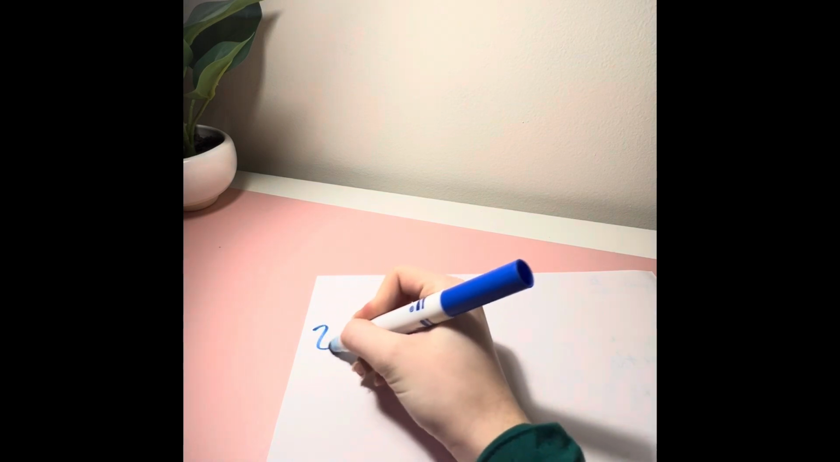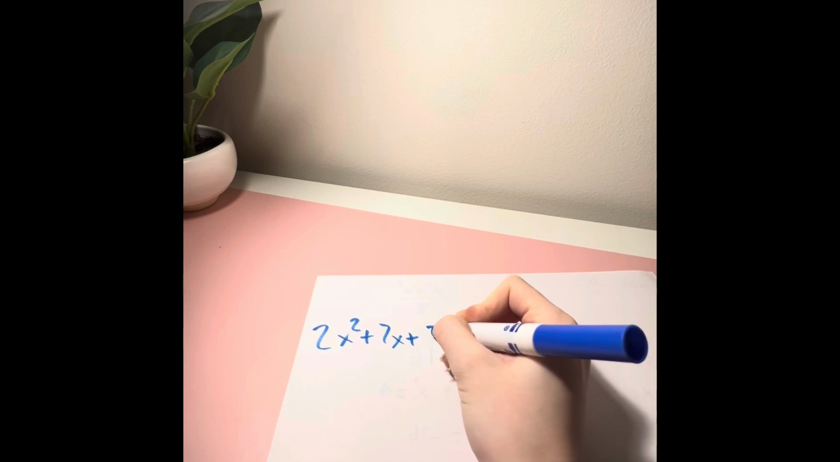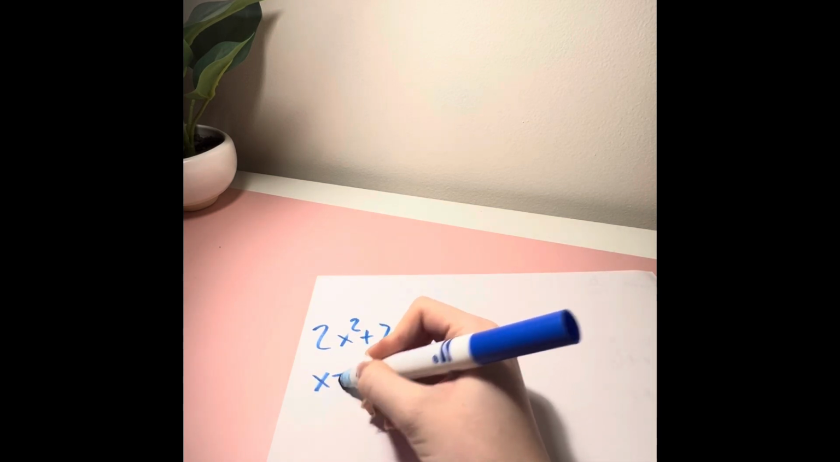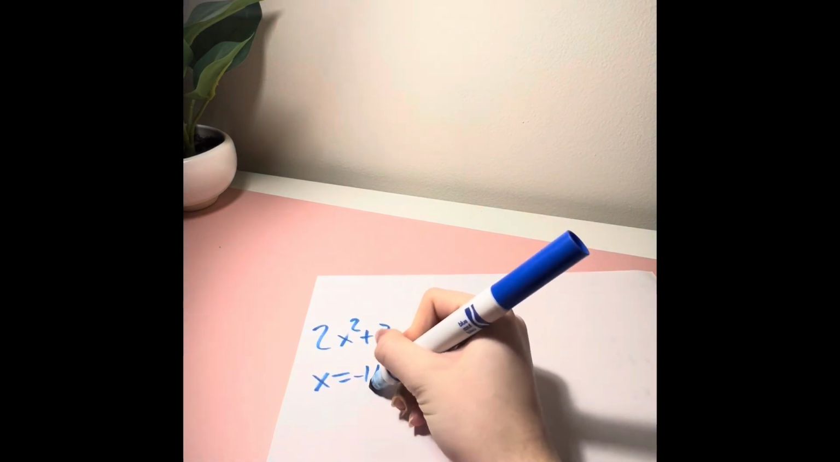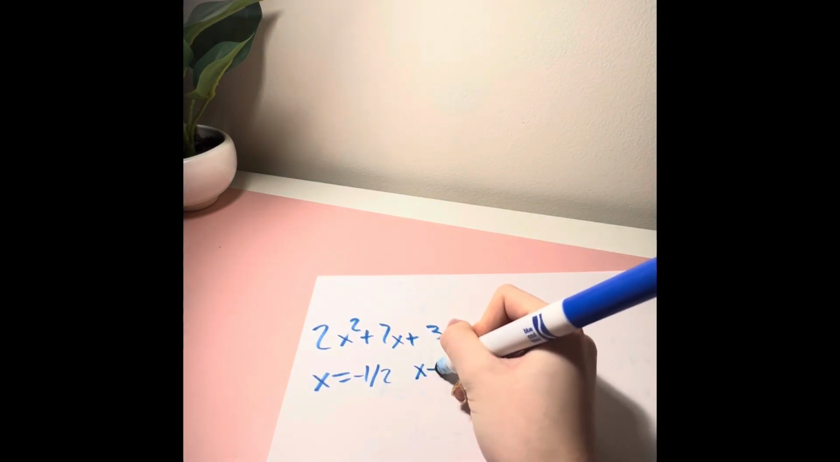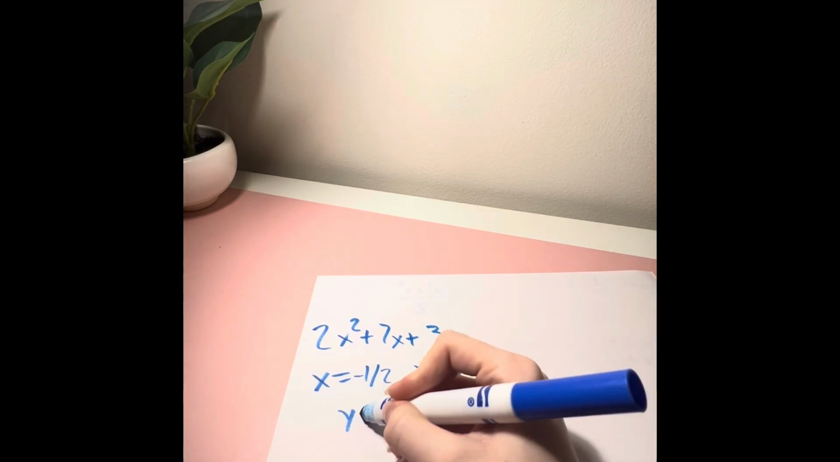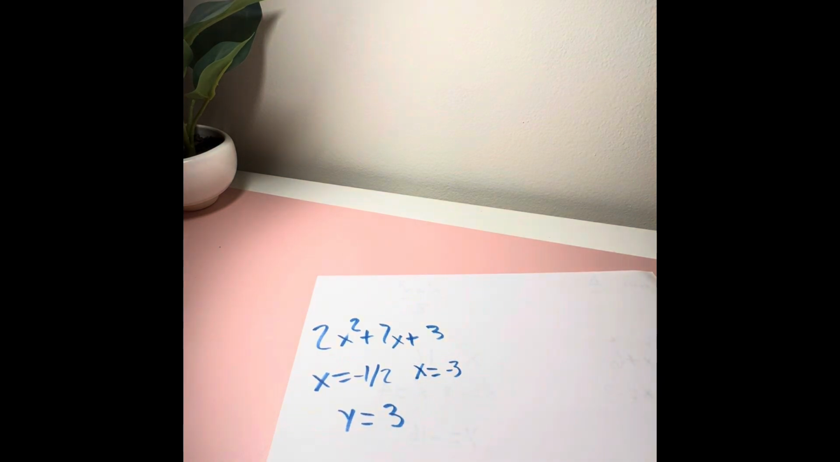Finally, we've got our last equation of 2x squared plus 7x plus 3, which earlier we found that our x-intercepts were x equals -1 over 2, and our other x equaled -3. And our y-intercept is going to be this +3.